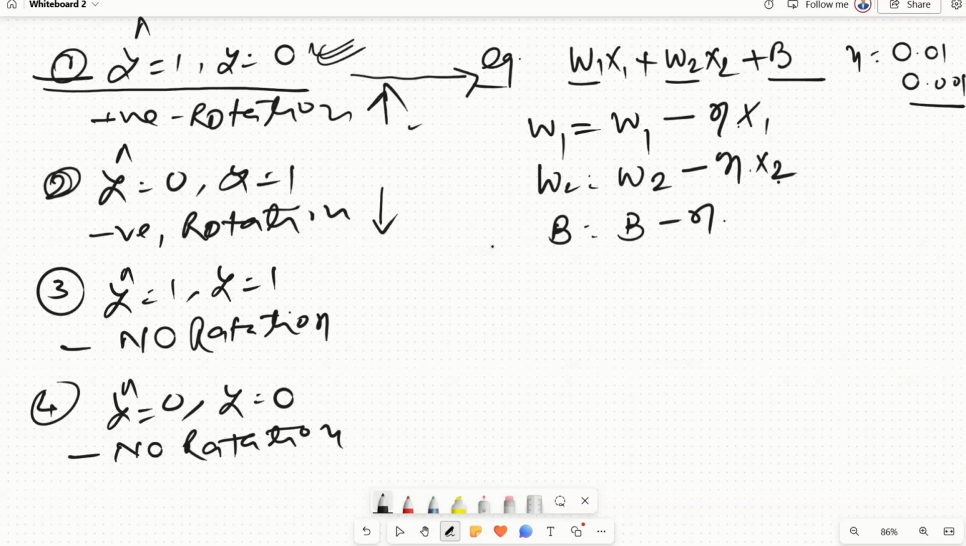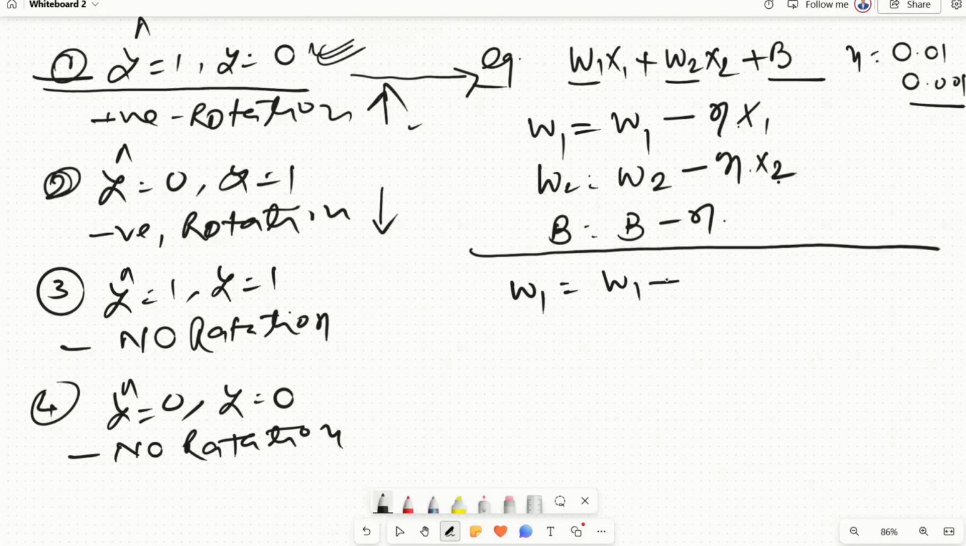Okay, that was case number 1. Now let's suppose case number 2. If this is the case, and we are rotating the line in the negative direction, in the downward direction, then what is w1? Here we will do plus. So w1 plus eta into x1, w2 is equal to w2 plus eta into x2, and b will be b plus eta. We have already covered this. So we have these 2 cases.